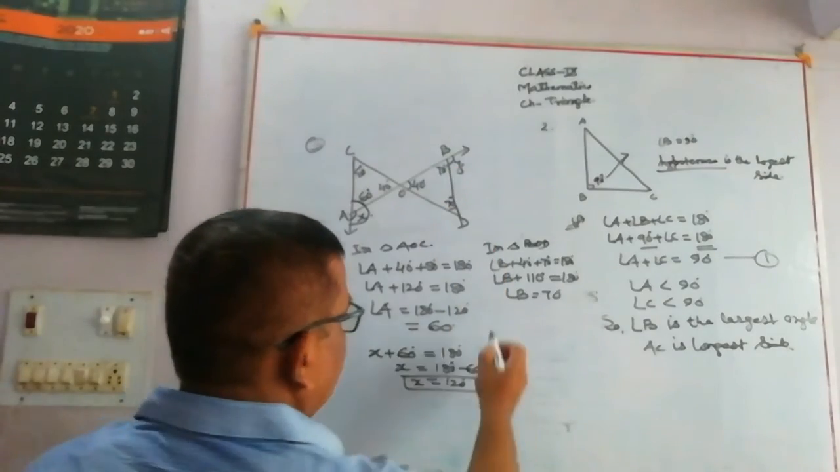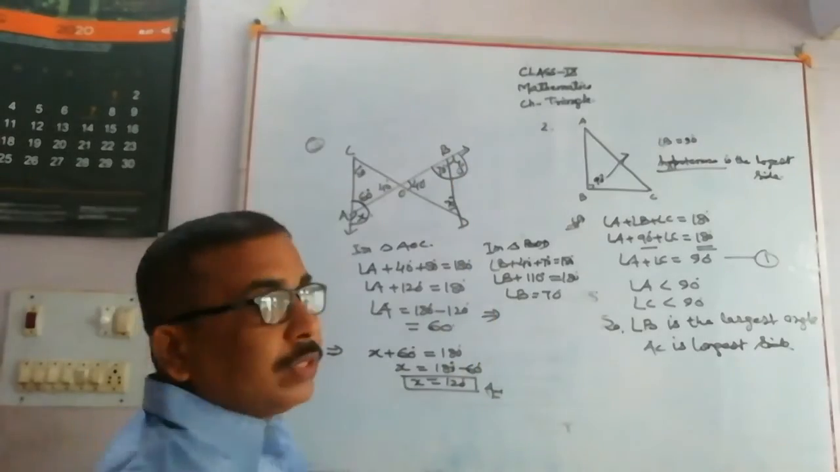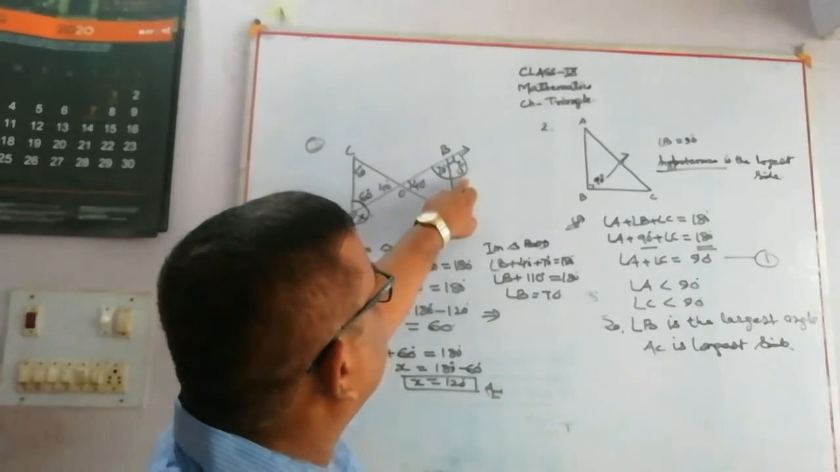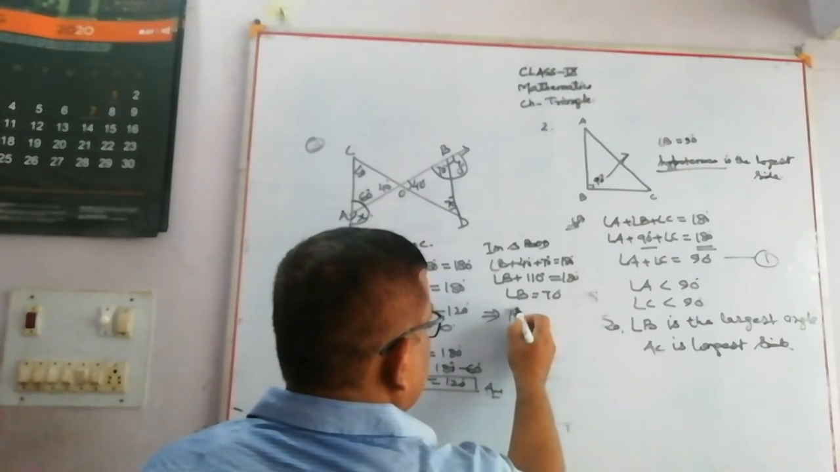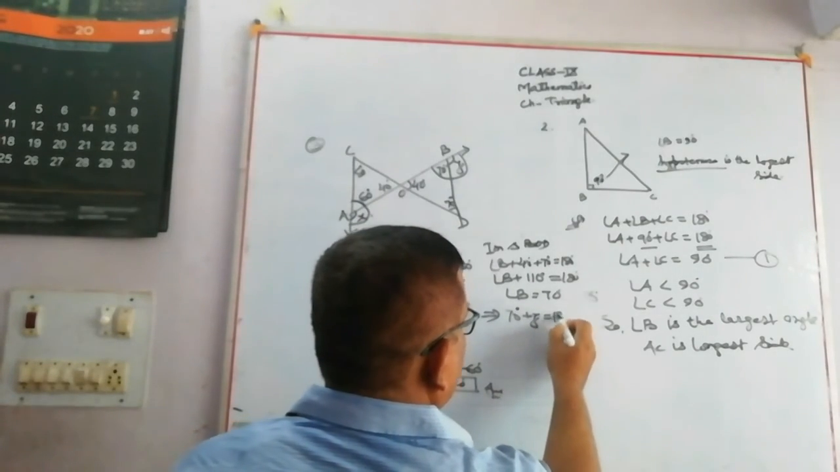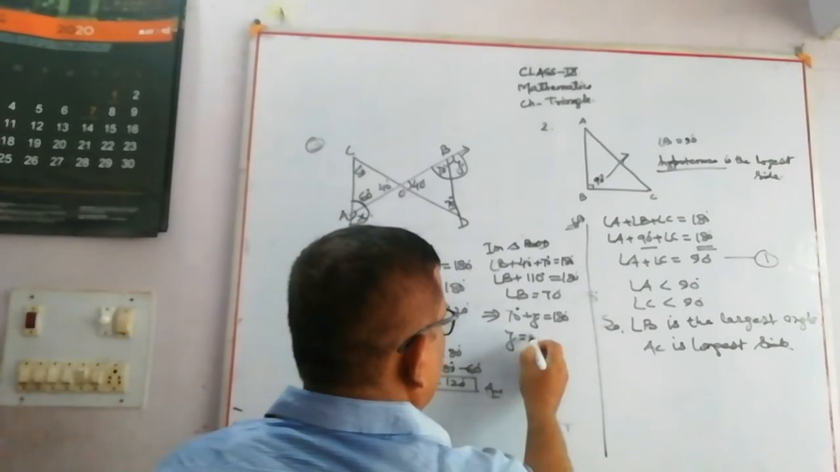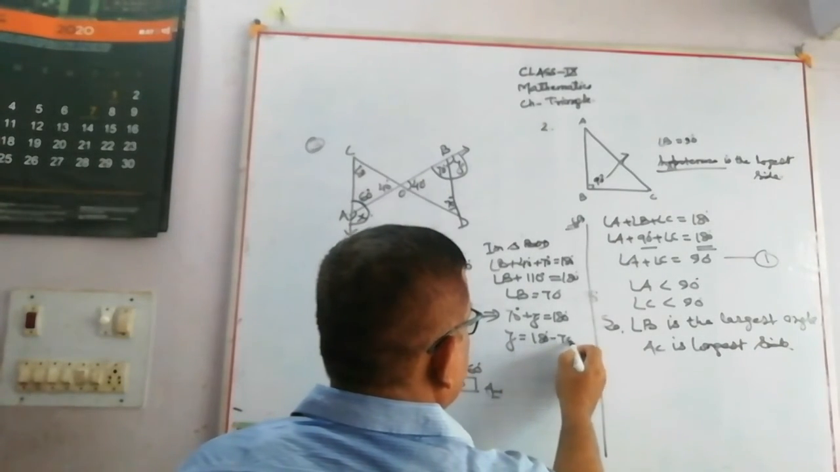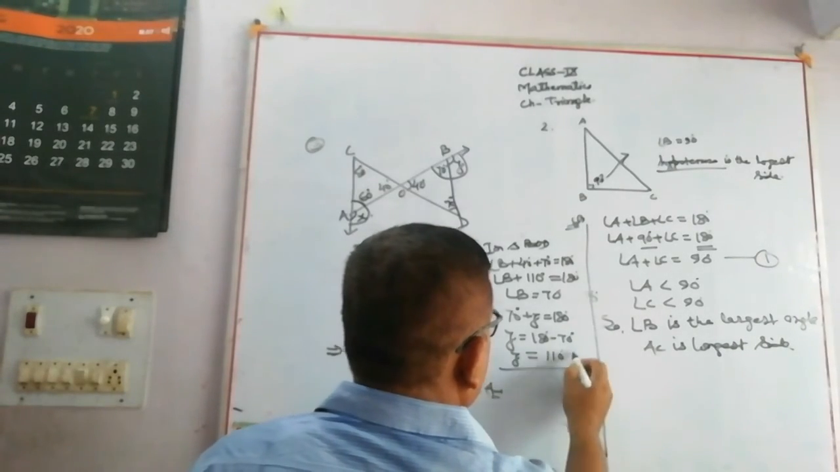Now, on point B, two angles are formed. What is the sum of these angles? 180 degree by linear pair. It means 70 degree plus y is equal to 180 degree. y is equal to 180 degree minus 70 degree, that is 110 degree.